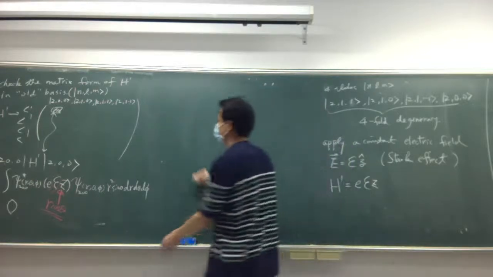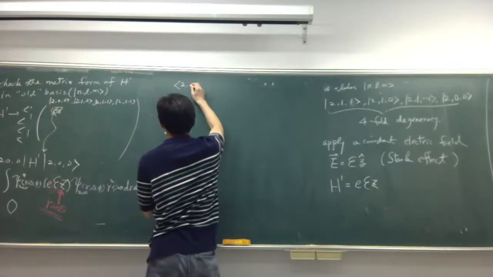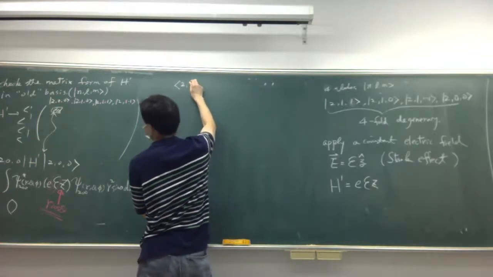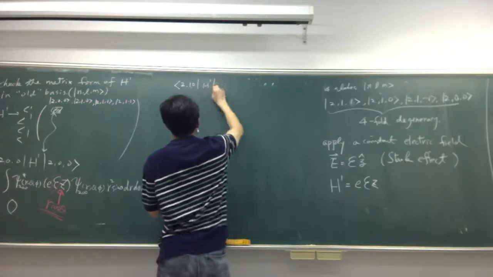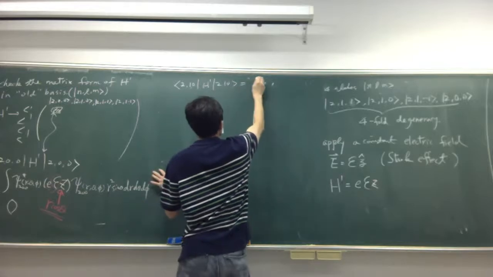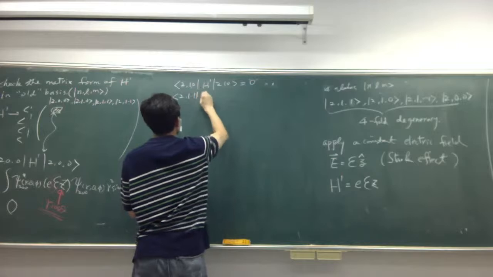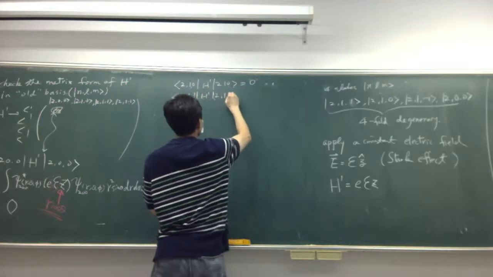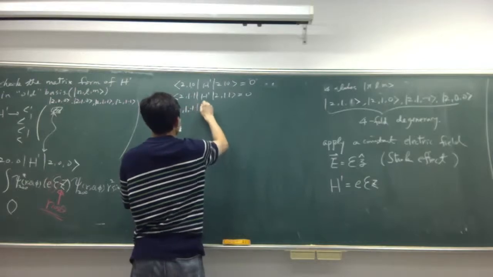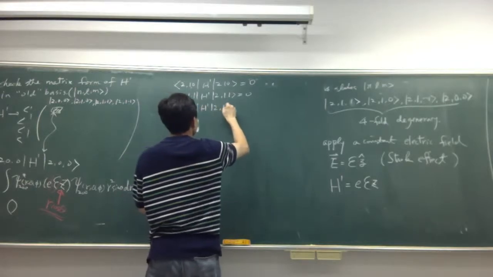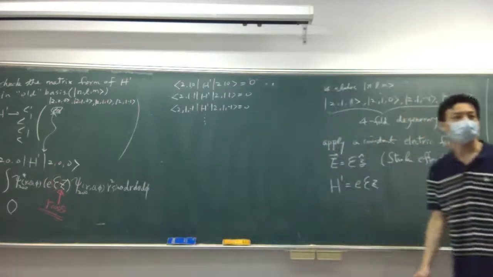Not only that, you check all the diagonal elements: 2 1 0, H1, 2 1 0, again 0; 2 1 1, H1, 2 1 1, 0; 2 1 -1, H1, 2 1 -1, 0. A lot of zeros.